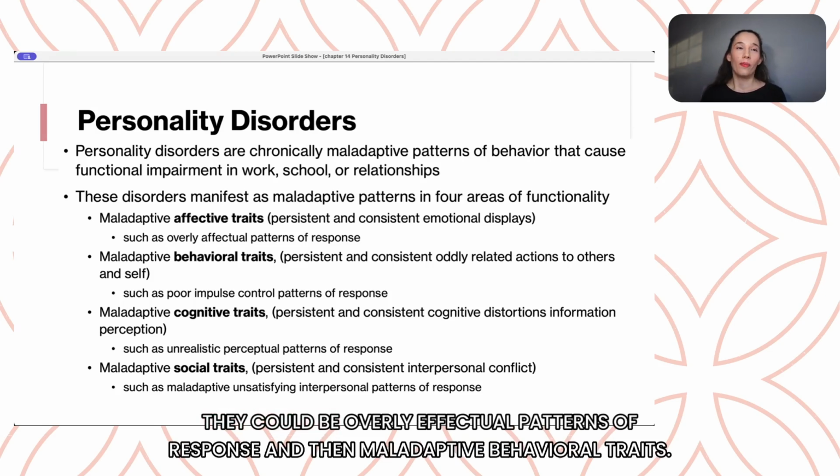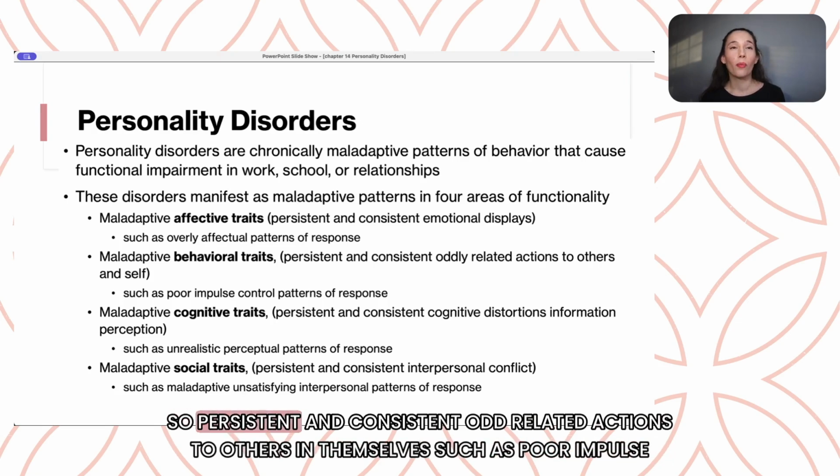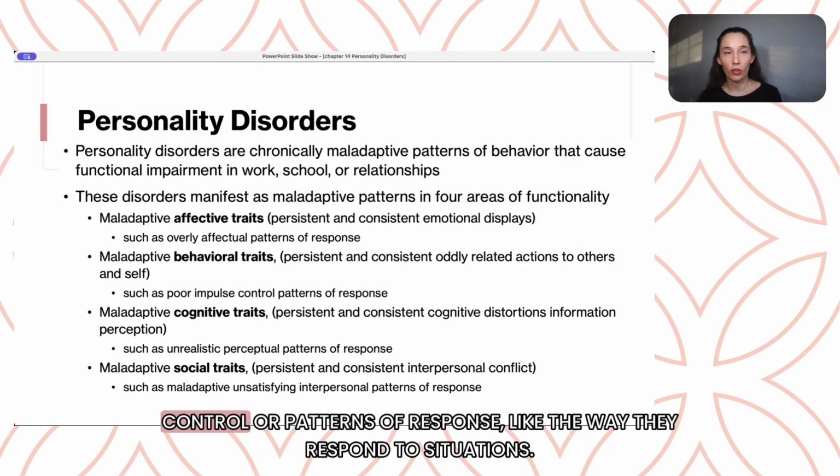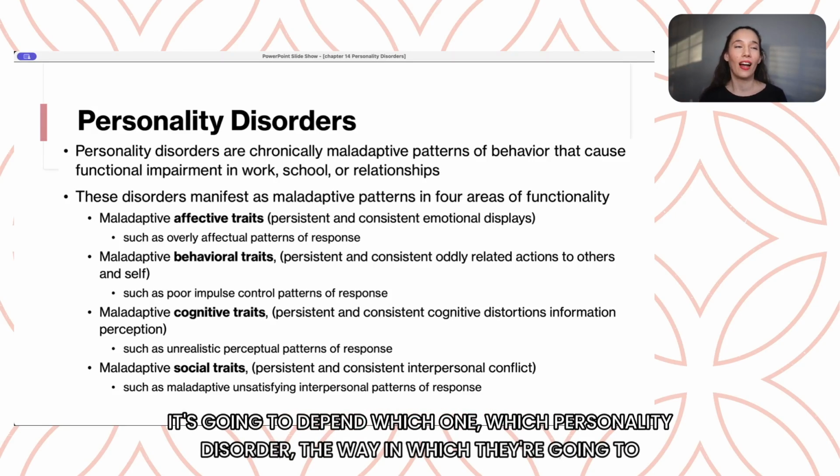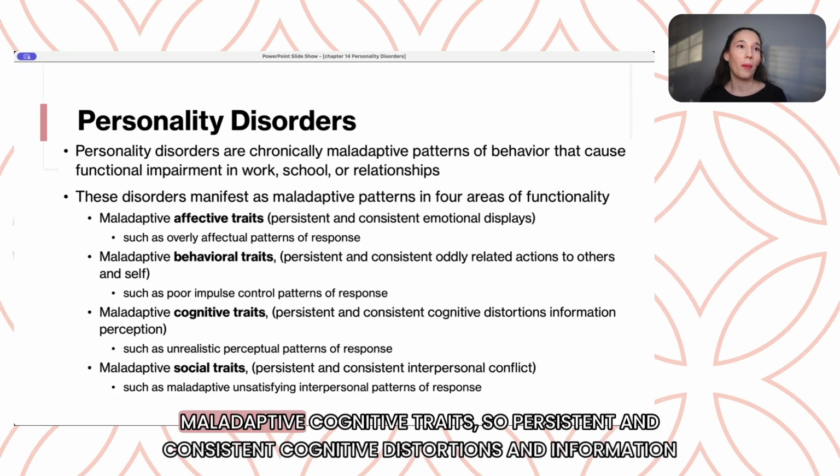They could be overly affective patterns of response, and then maladaptive behavioral traits. So persistent and consistent odd related actions to others and themselves, such as poor impulse control or patterns of response, like the way they respond to situations is odd. Yes, we'll get into more. It's going to depend which personality disorder, the way in which they're going to respond.